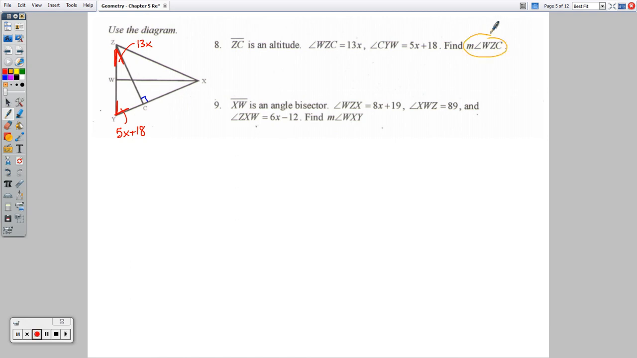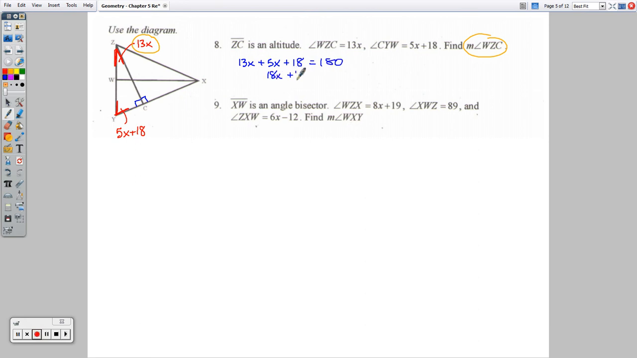So this one, WCZ, is going to be this angle up here, the 13x one. So we need to find x based on that information. If this is 90 that way, it's got to be 90 this way as well. And then we have a little triangle right here. Those three angles have to add up to 180 if it's a triangle. So you could say 13x plus 5x plus 18 equals 180, and solve that for x.